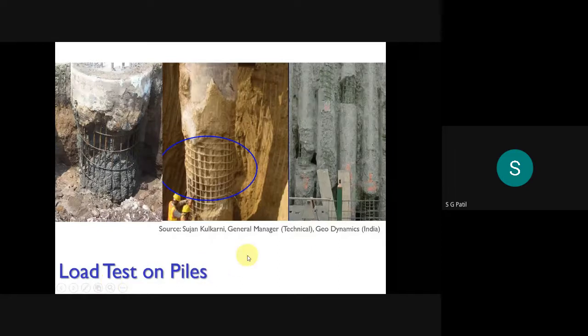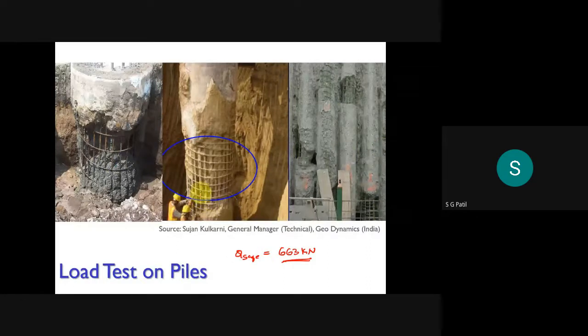Just now we have calculated Q safe, around 663 kilonewton in the problem. For example's sake, whether the pile can really take this much load or not, I have to check before constructing your superstructure, because there will always be some quality control issues in the pile casting.